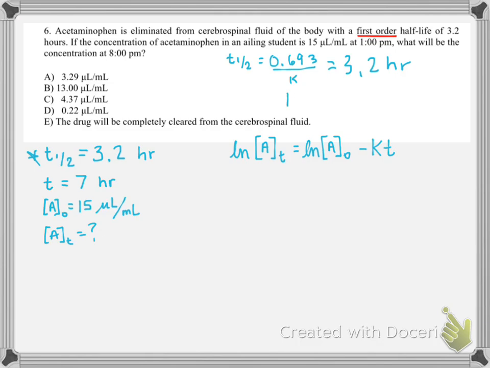And when you do that, you get that K is equal to 0.2166. And then I just left the unit in terms of hours because the time they give us is in terms of hours. So just make sure it matches. Okay, so we have our K. So let's start plugging things into our equation.